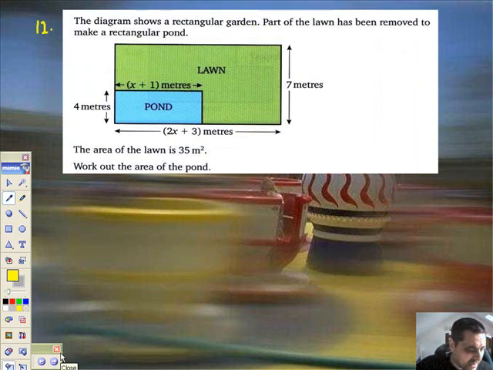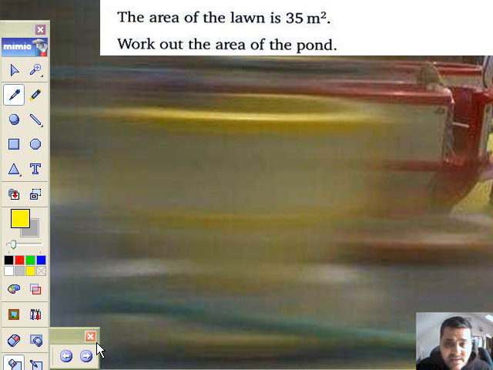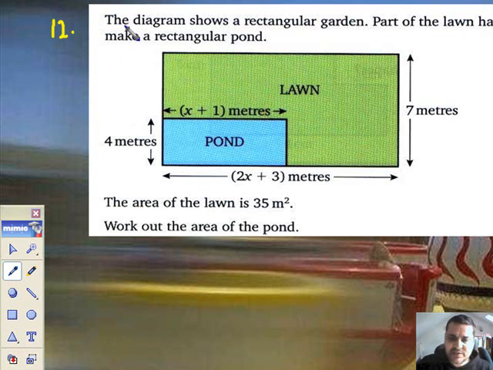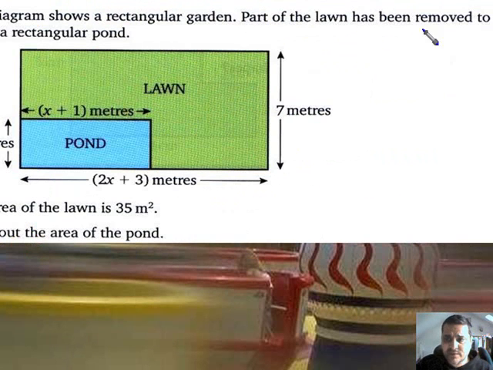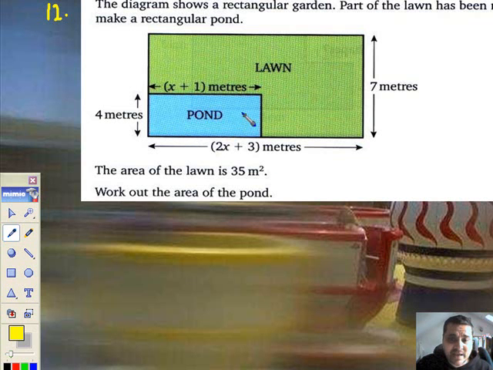Now question 12 claims to be grade B. Maybe it is, maybe it isn't, I don't know. But let's just do it. The diagram shows a rectangular garden, okay? Rectangle, it's 7 that way and 2x plus 3 meters that way. Right, part of the lawn has been removed to make space for a rectangular pond. Now the pond has dimensions x plus 1 multiplied by 4 meters, so it's a sizable pond.